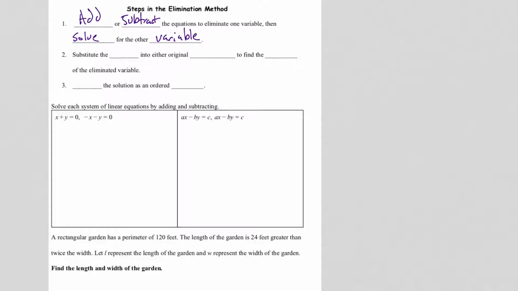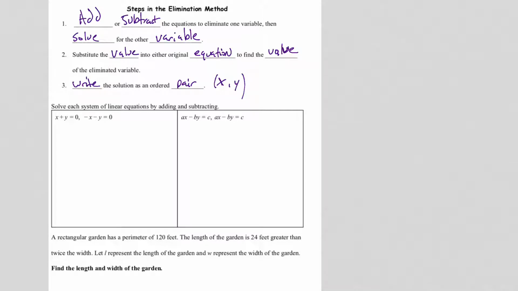So you substitute the value. Once you've done that, you substitute the value into either original equation to find the value of the eliminated variable. And then you write the solution as an ordered pair, which is the point x, y, and there you go.